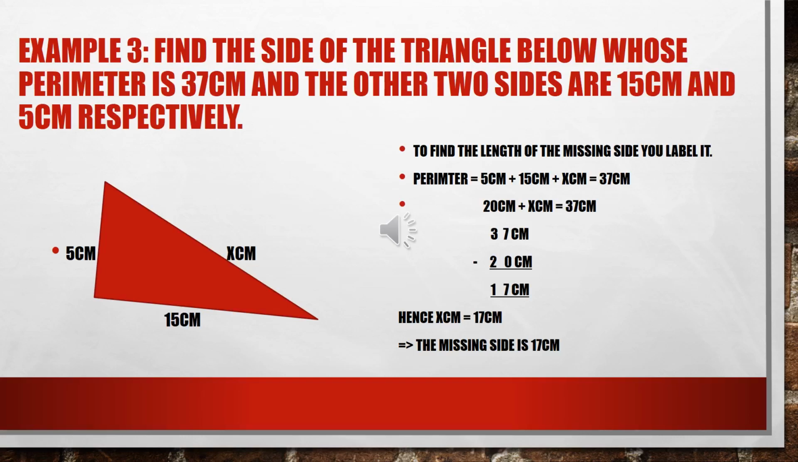So 7 take away 0 is 7. And 3 take away 2 is 1. So we've gotten the big secret. That means x centimeters is equal to 17 centimeters. Wow, we did it. So in other words, the secret that we're looking for all this while was just 17. So that means if we add 5 plus 15 plus 17, we're going to get 37 centimeters. Quickly try it. If you try it and you get it, you let me know.